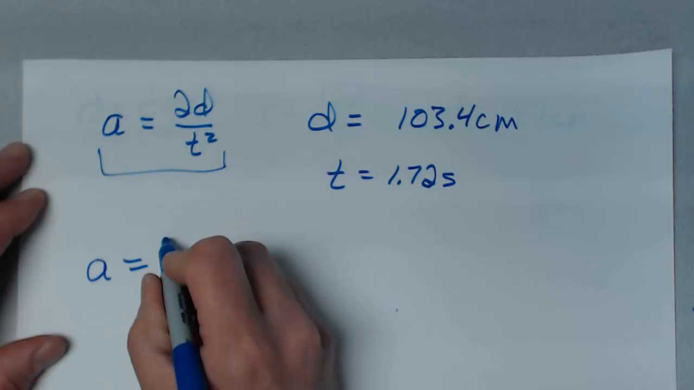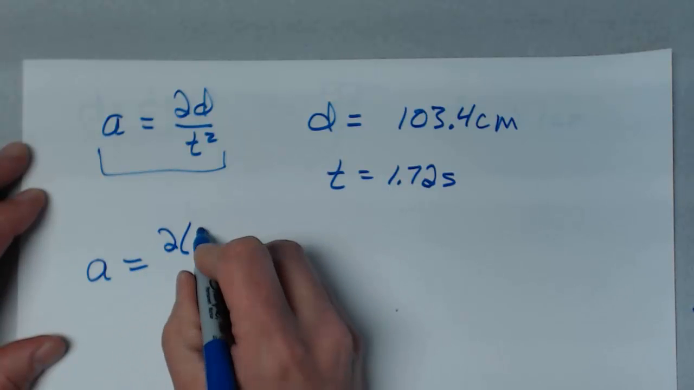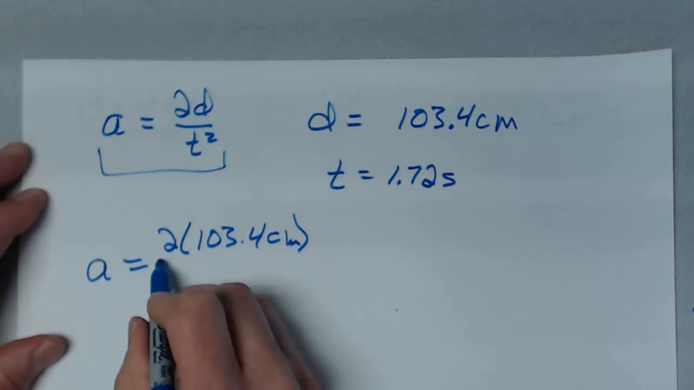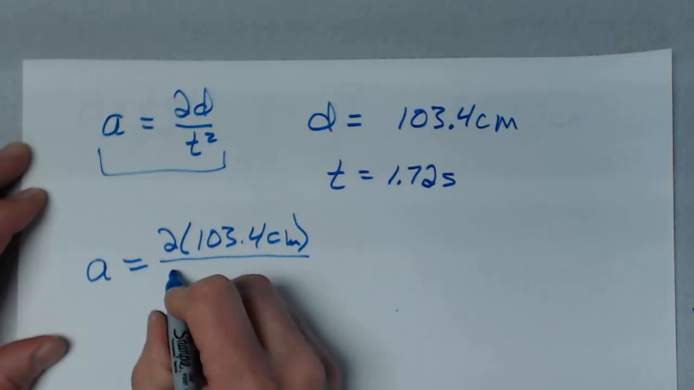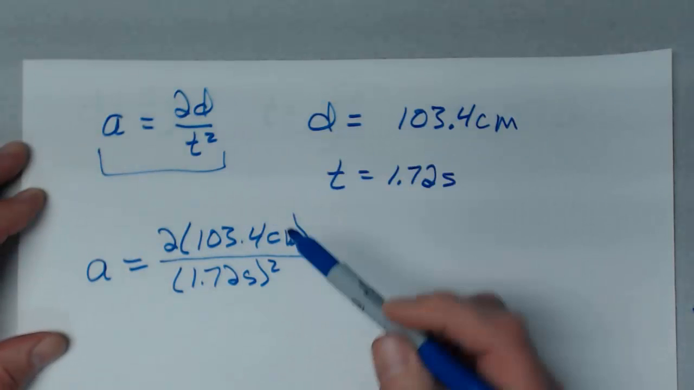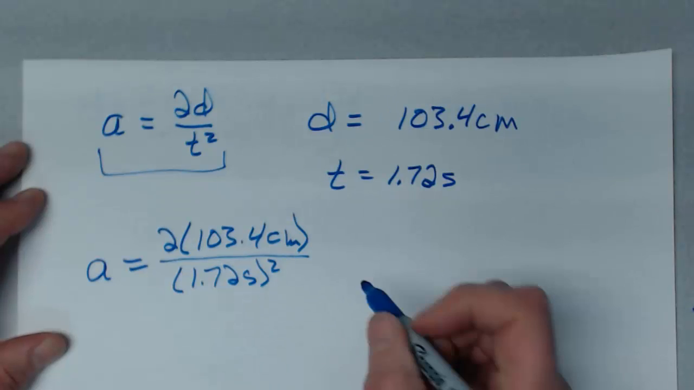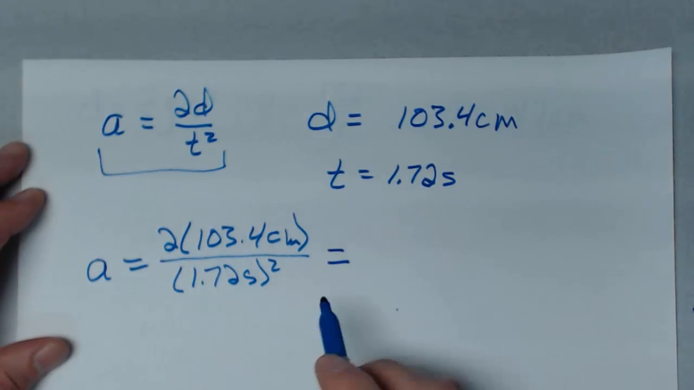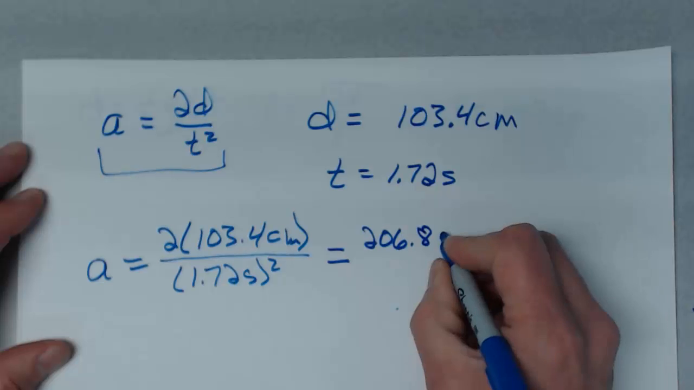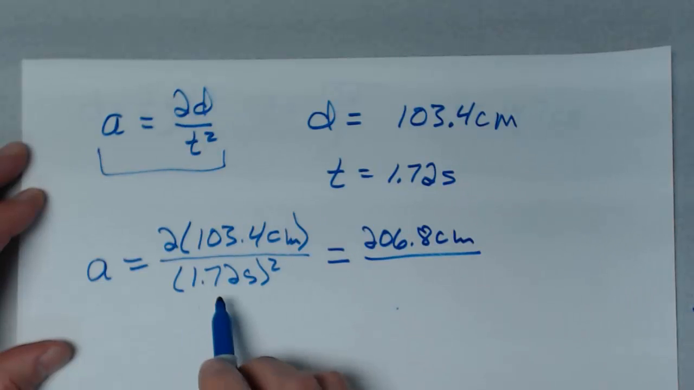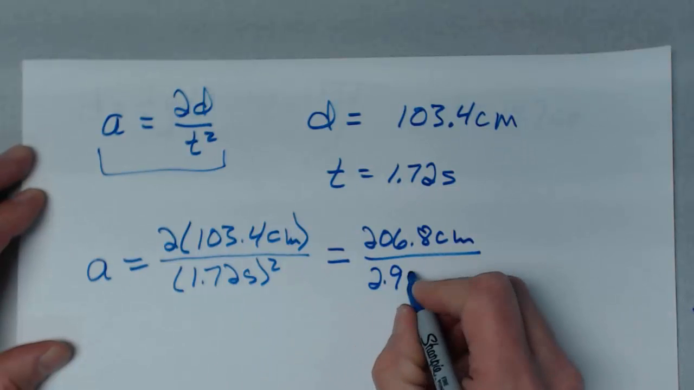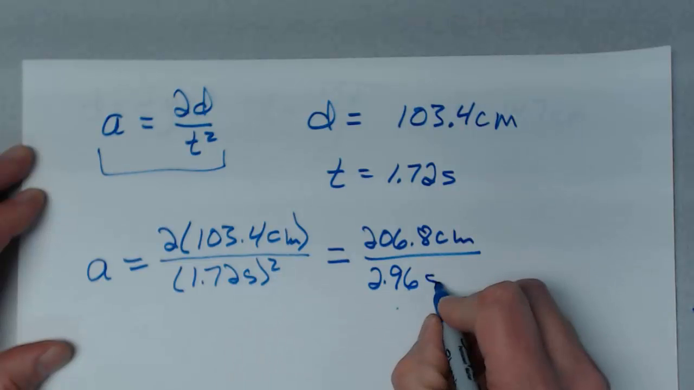That's the formula. Here's what it looks like with the numbers pushed in. I keep the numbers in the calculation. It's very important that I do that. 1.72 seconds squared. The time is squared, both the number and the units. When I calculate the numerator, I would get 206.8 centimeters. The denominator, I square the 1.72 and I get 2.96. I square the seconds and I get seconds squared.